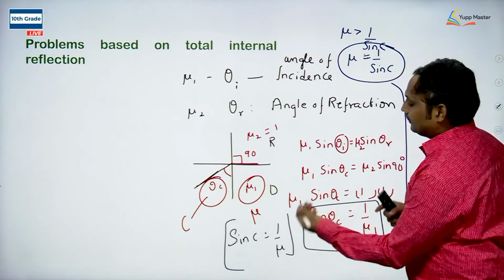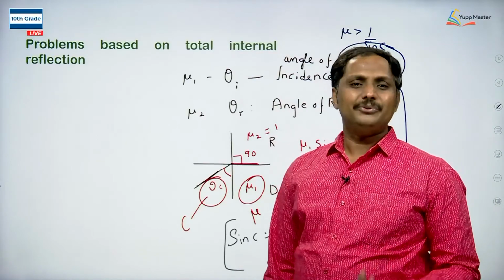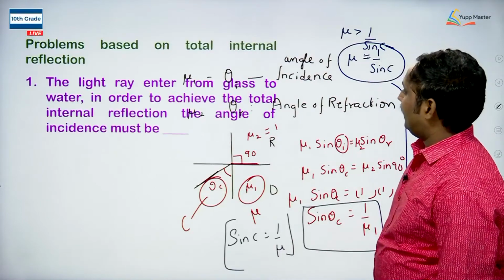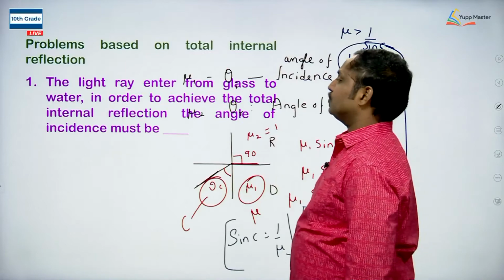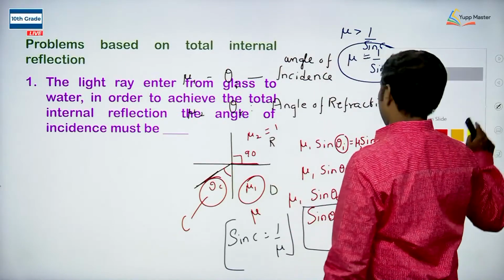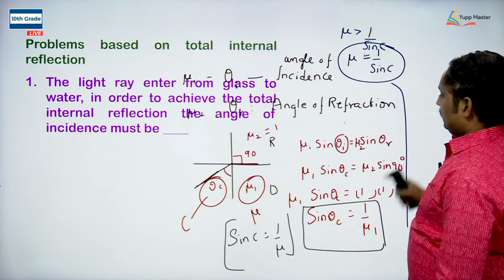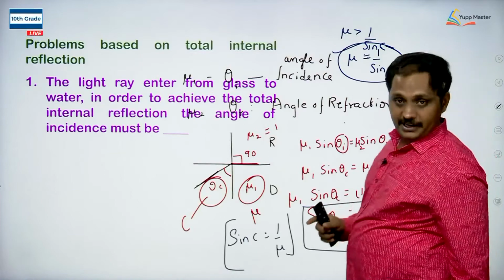You are going to calculate different model problems. Let us see what about those problems, please have a look. A light ray enters from glass to water, in order to achieve total internal reflection. Please, the space is limited, we will use that. It is very clear, we have obtained this basic relation.